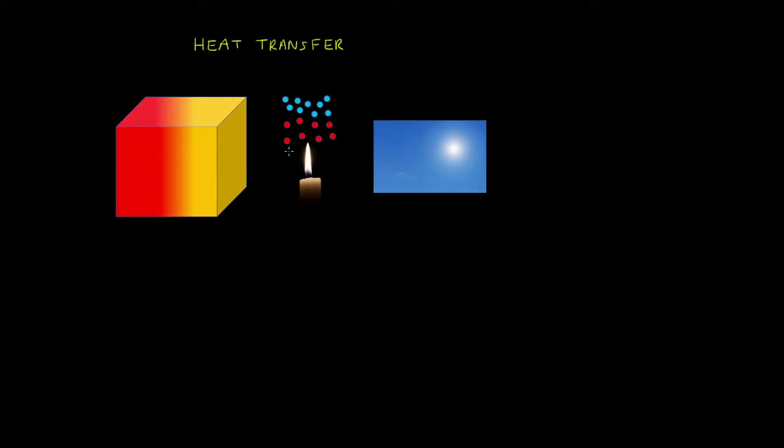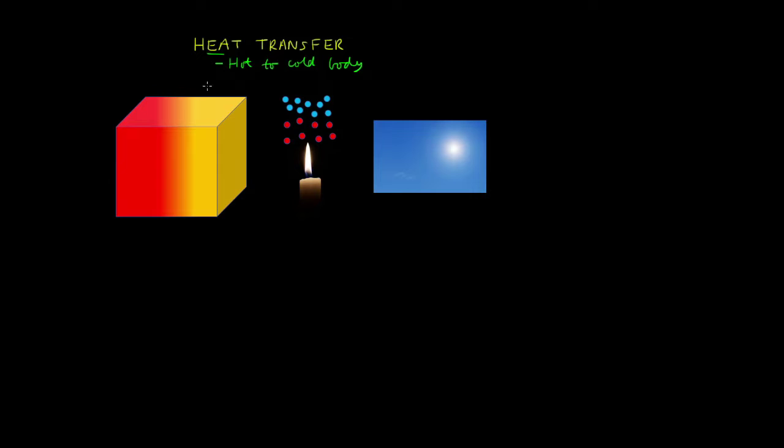Today we'll look at three modes of heat transfer, and in accordance with the second law of thermodynamics, we found that heat is transferred from the hotter to the colder body. And as we know by now, heat is the process through which thermal energy is transferred between bodies and thermodynamic systems. So the first mode of heat transfer is conduction.